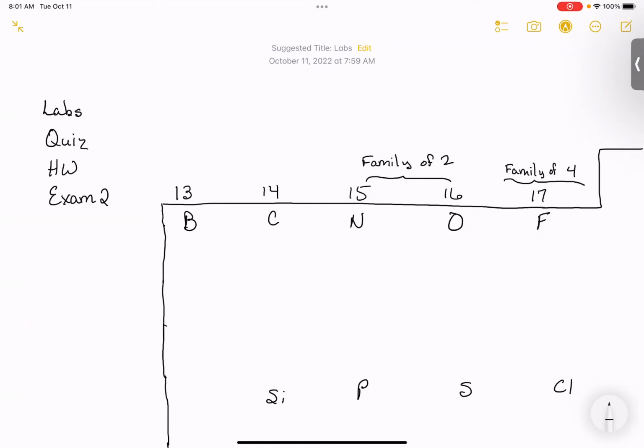So exam number 2 will go through the naming of ionic compounds and the formulas of ionic compounds. It will not include covalent molecules. It won't include the acids, which we're going to discuss on Thursday. Any questions before I begin?